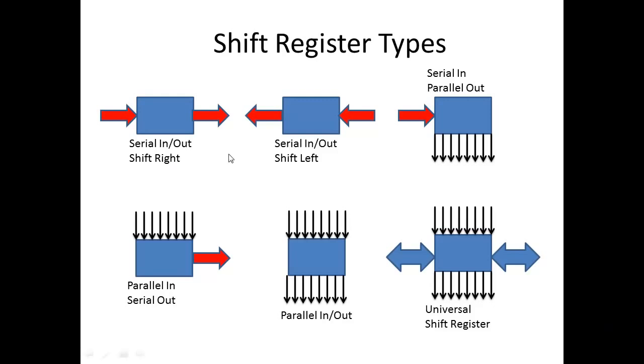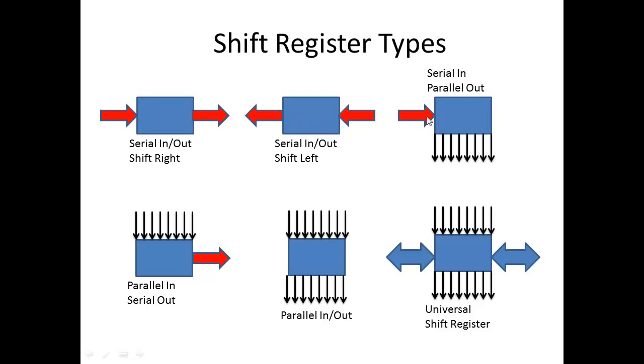The two types that are kind of related to each other are serial in and serial out, and they're either a shift right or a shift left. So you can see here data comes in here and it comes out of here. The shift left goes in from the left and comes out from the left. So we can move data to the right, we can move data to the left.